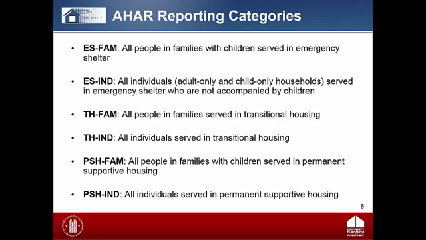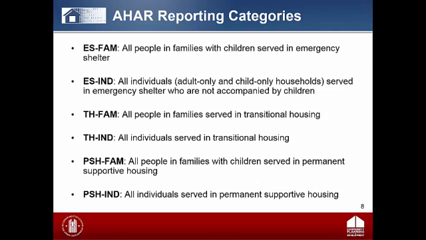There are 6 reporting categories used in the AHAR. They are separated by program type and household type. For the purposes of the AHAR, persons in households with at least one member over the age of 18 and at least one member under the age of 18 are considered in families. All other persons are considered individuals who are either in adult-only or child-only households.